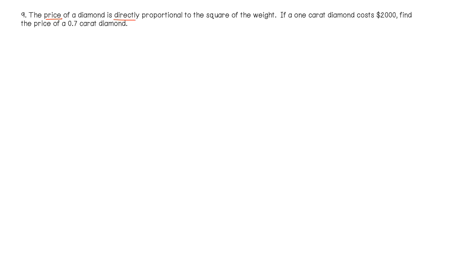Well, my key word is directly. It says the price of a diamond is directly proportional to the square of the weight. Directly means to multiply. So let's think about this. The price varies directly as the square of the weight. Now I have my equation. Next, find the part with the most information. A 1 carat diamond costs $2,000. So the price is $2,000 and the weight is 1 carat.